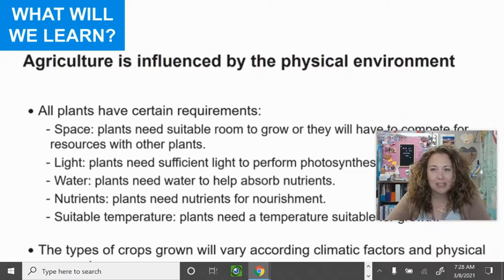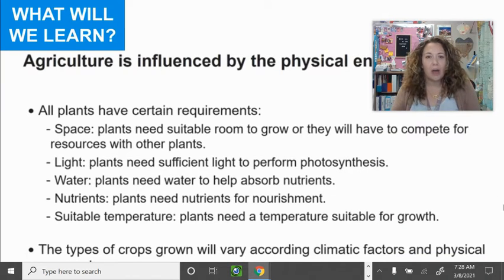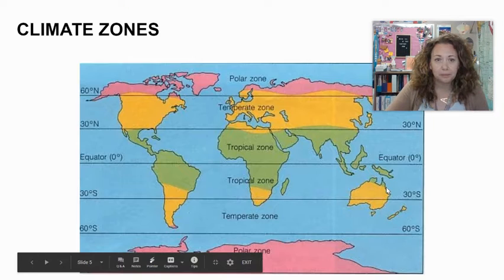Again, it is influenced by the physical environment. Depending on the type of plant, it needs certain light, water, nutrients, and temperature. So from a geography perspective, location matters here. Where things are grown matters, because there are certain crops that just can't be grown in certain parts of the world.